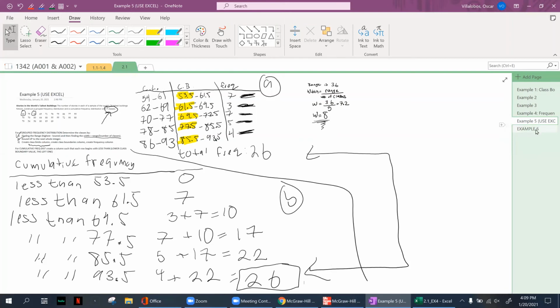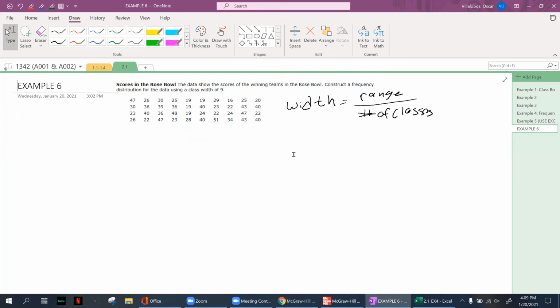Let's go ahead and do one more example. This was a little bit different, but we're still going to be using the same formula we used before. These are scores in the Rose Bowl. The data shows the scores of the winning teams in the Rose Bowl. Construct a frequency distribution table for the data using a class width of 9.